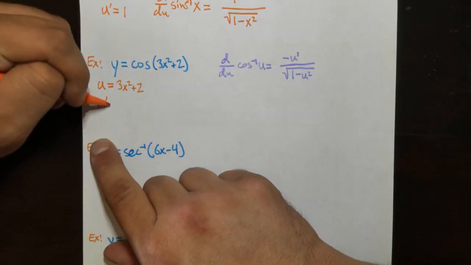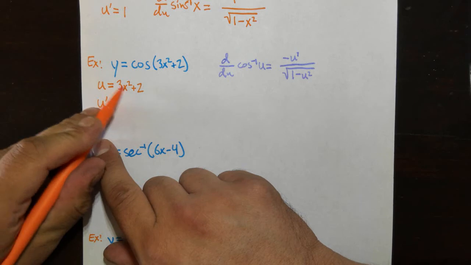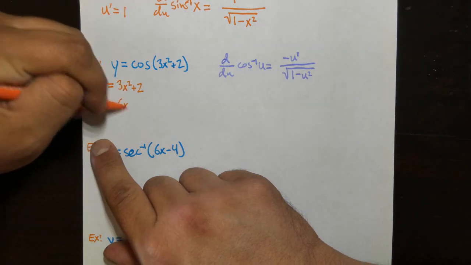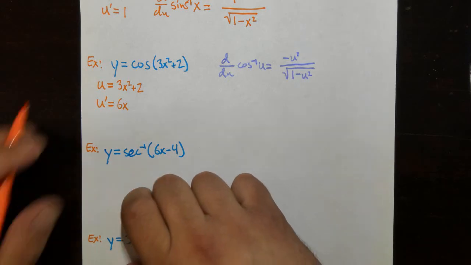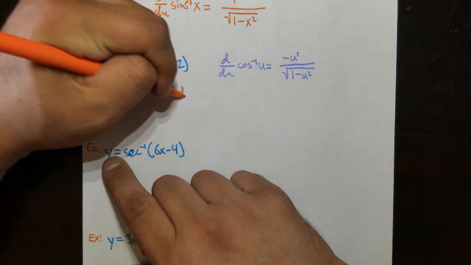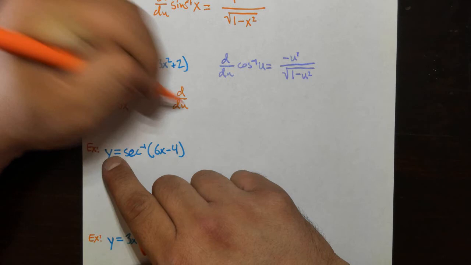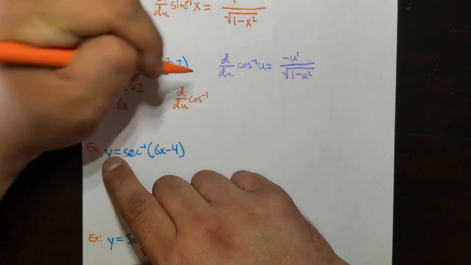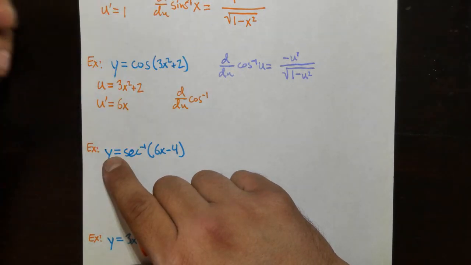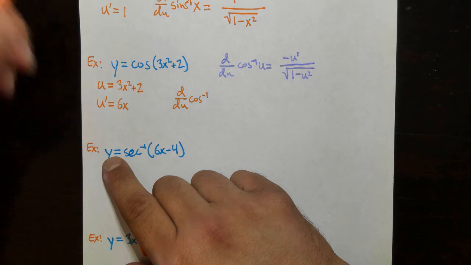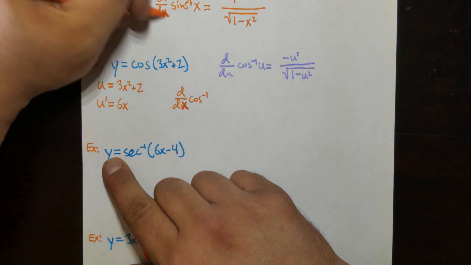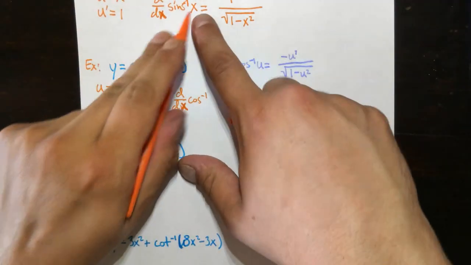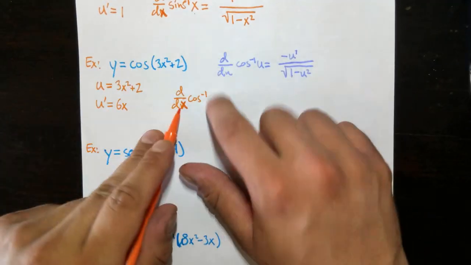And u prime is the derivative of this. So this is going to be 6x using the power rule, and the 2 goes away. So now we can just plug it right in. Oh, sorry, I goofed. We're not doing u anymore, we're doing x, right? Because we're defining these as x. Sorry, yeah, if there's an x, then there should be an x there.